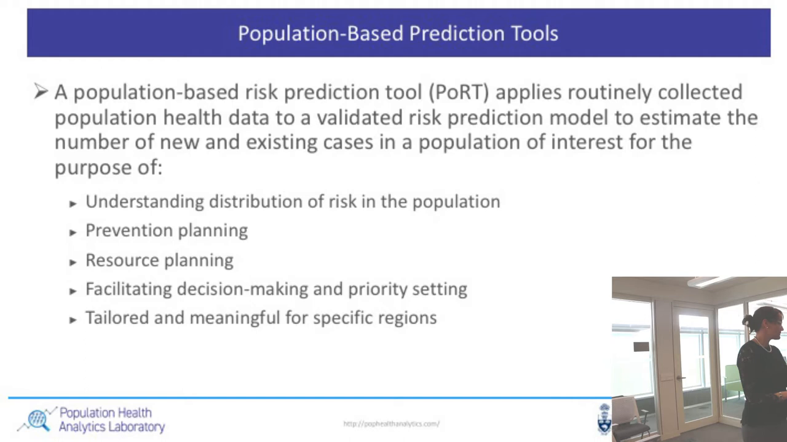We hope that they're useful for decision making. I think they've definitely done that, and I'll show you some examples. And the last thing that's most important, and this kind of goes back to my first point, is that they're tailored and meaningful for specific regions. So because the survey data are available in meaningful health regions, they can run on those levels, and they're more useful for local decision making.